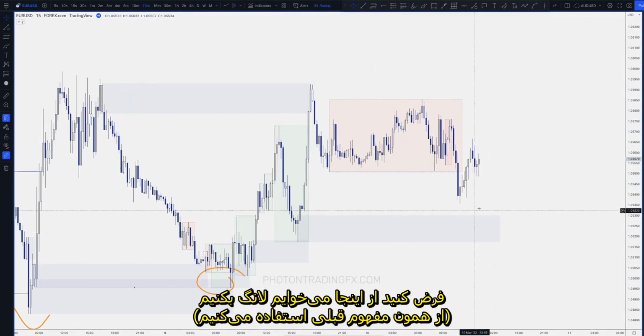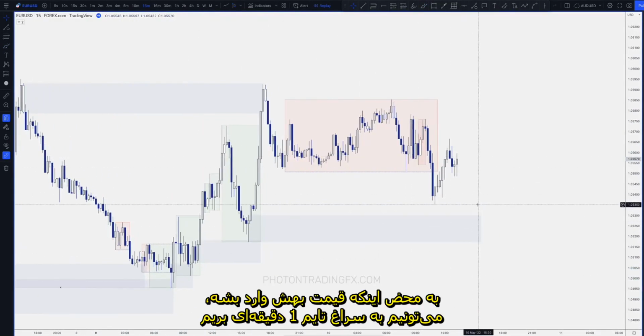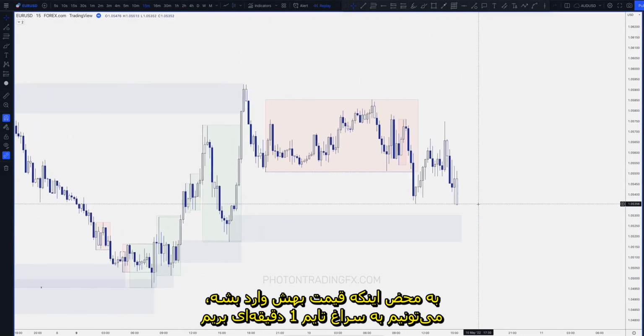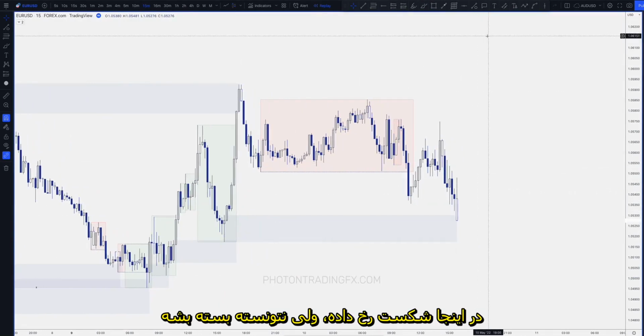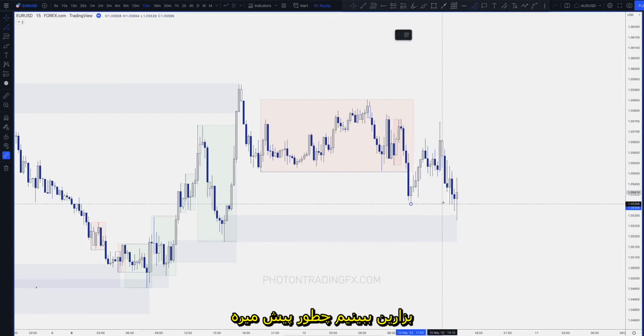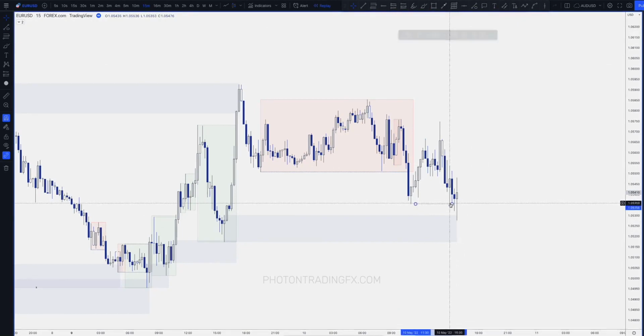So let's say we want to get long from here. We use the same concept as we did before to try and get our strike rate as high as possible. Of course, as soon as price comes down into here, we could look on the M1. Do we get a break there? Not yet. Now we do. That closes. No, it doesn't. But essentially, let's see how that goes. I can't even remember now.